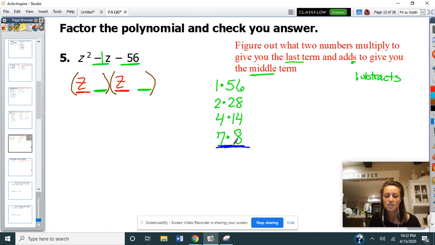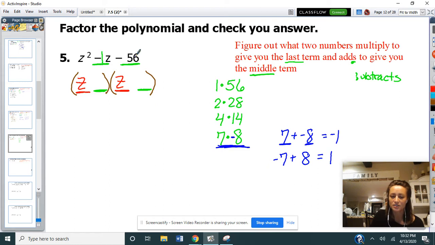So here we have 7 and 8. Well, 7 plus -8 is -1, which is what we want. If you put the negative on the 7, 7 plus 8, you would get 1. We don't want +1, we want -1. So these are the numbers we're going to use. We're going to put the negative on the 8. And 7 times -8 is -56, and 7 plus -8 is -1. So we're going to have +7 because it's positive, and we're going to use -8 here. So it's going to be -8 there.